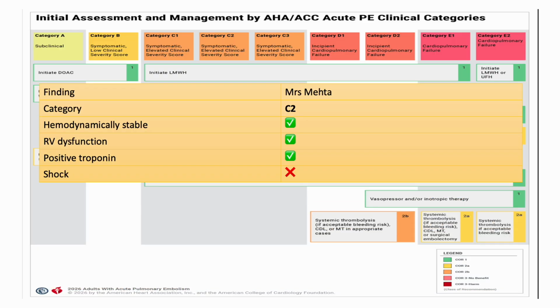So for my patient, Mrs. Mehta, she's in category C2, C3. She is hemodynamically stable, yet she does have an RV dysfunction. Her troponin is positive, but she is not in shock. This keeps her in category C.